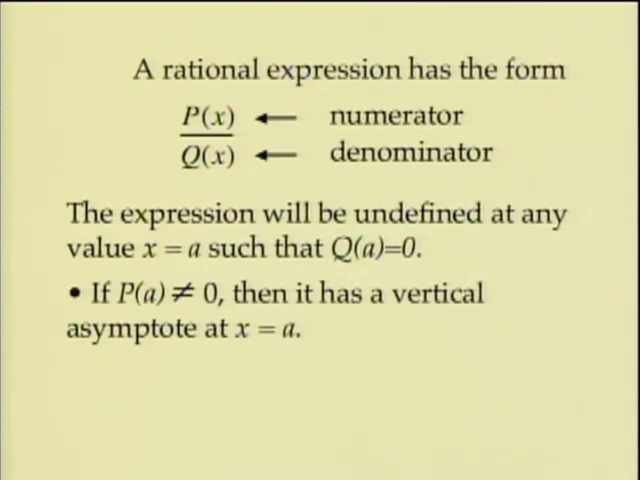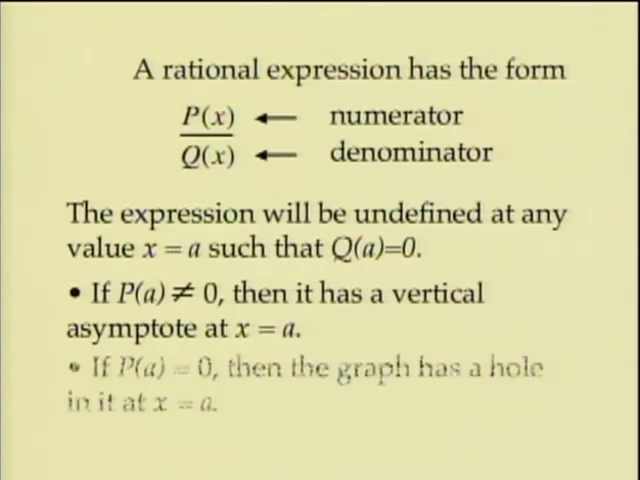If we look at the graph of an expression like this, where y equals this thing, that's going to be the location of a vertical asymptote if it also makes the numerator something other than 0. If the denominator is 0 and the numerator is 0, then the graph is going to have a hole in it, and that's a hole that won't show up in most cases when you graph things.